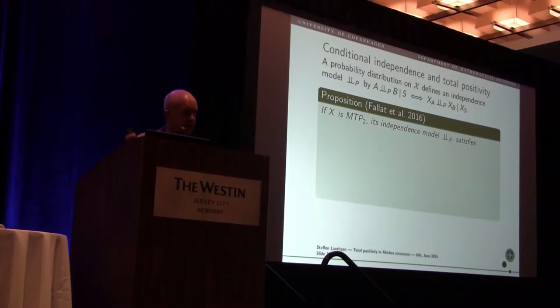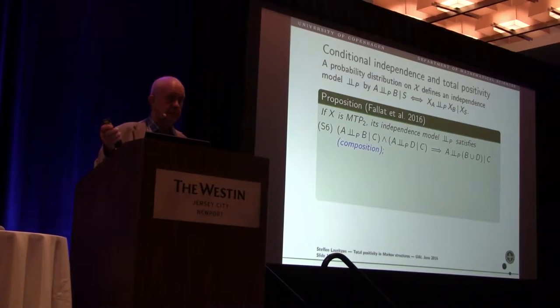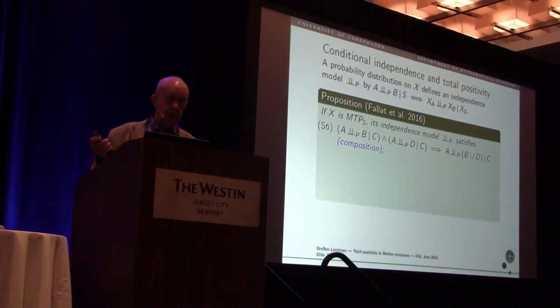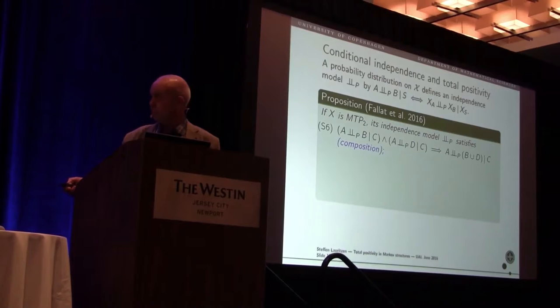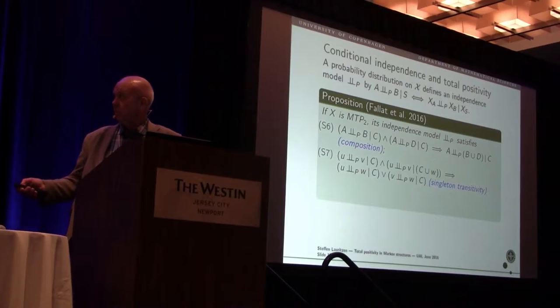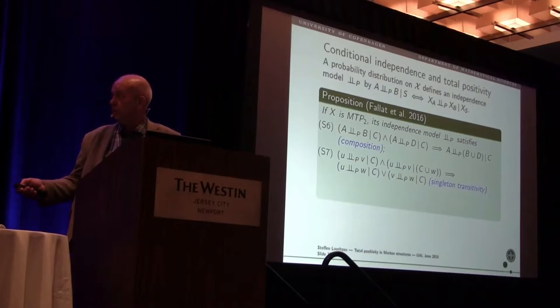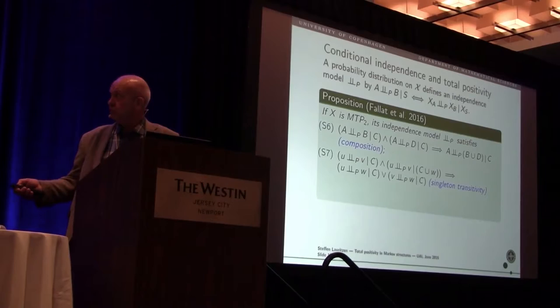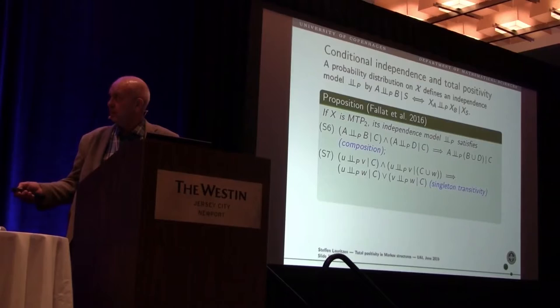And it satisfies a lot of other properties. First of all, it satisfies composition. This is true for the Gaussian case in general, but otherwise it's not true for probability distributions in general. But any MTP2 distribution satisfies composition. Any MTP2 distribution also satisfies what we call singleton transitivity, essentially saying that you can't at the same time have conditional dependence in more than one way. If U and V are conditionally dependent given C, and they're also conditionally dependent given something else, then that something else must either be independent of U given C or independent of V given C.